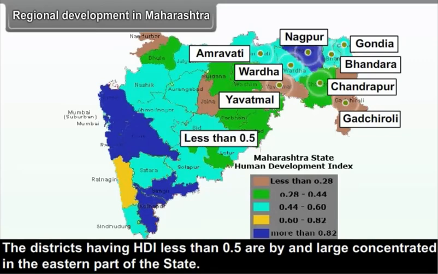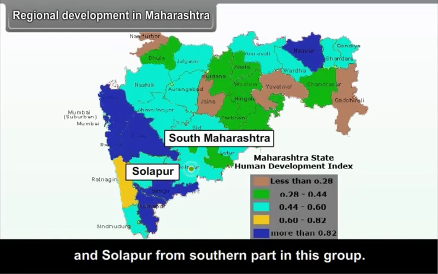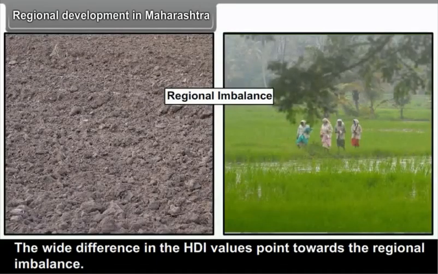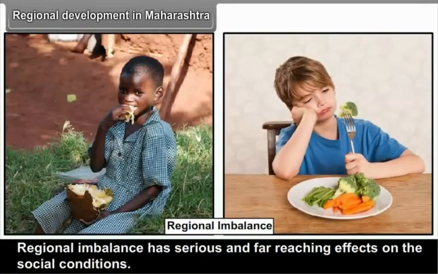The districts having HDI less than 0.5 are by and large concentrated in the eastern part of the state. Of course, we have Nandurbar, Dhule from North Maharashtra, Ratnagiri from Konkan and Solapur from southern part in this group. This shows that the level of development in different parts of the state is variable and the differences in the level are quite large. The wide difference in the HDI values points towards the regional imbalance. This indicates that the development in the state is not all-inclusive.